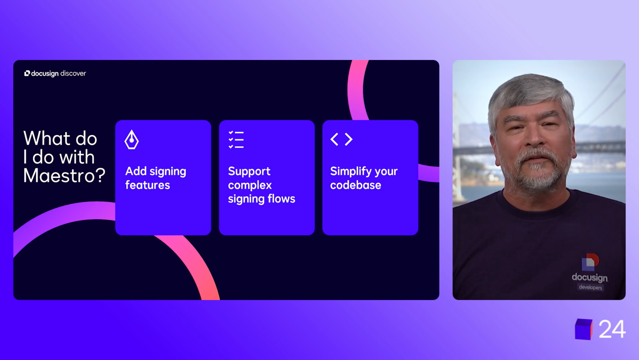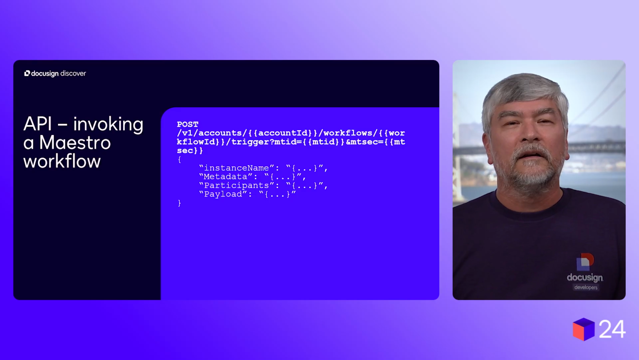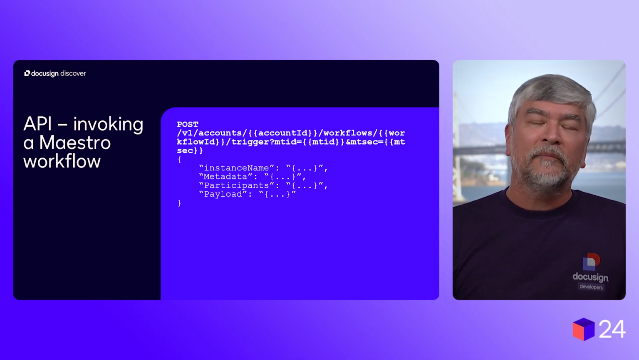Simplify your code base, all this with just a little bit of code. No need to update code every time you want to support a new feature. The customer builds in a no-code model, you just invoke. So let's take a look at how we use the API to trigger a Maestro workflow. I'll pass you over to Naveen so he can demonstrate.